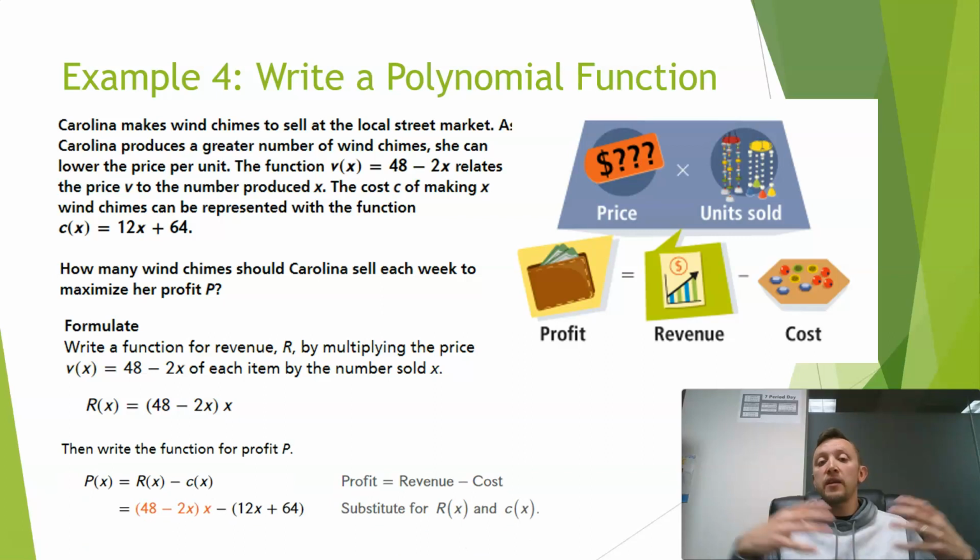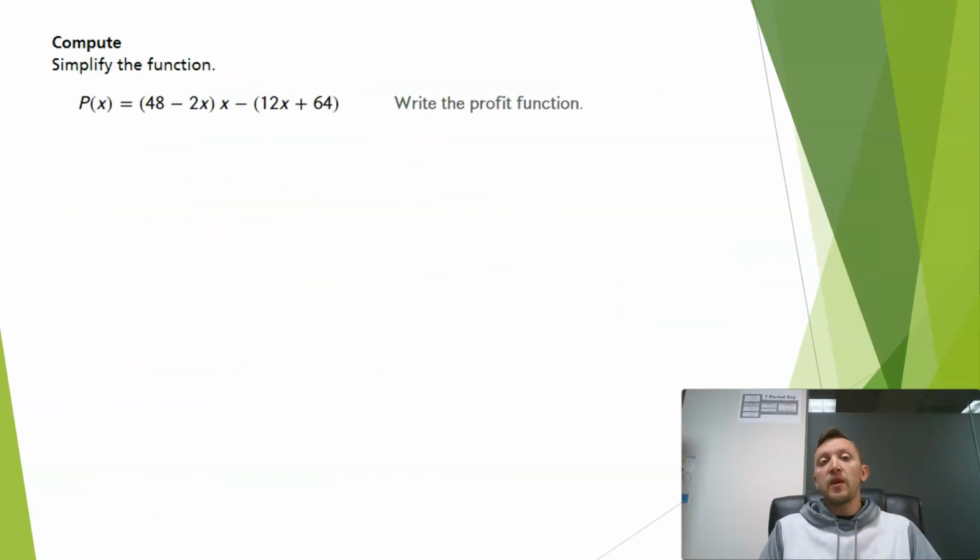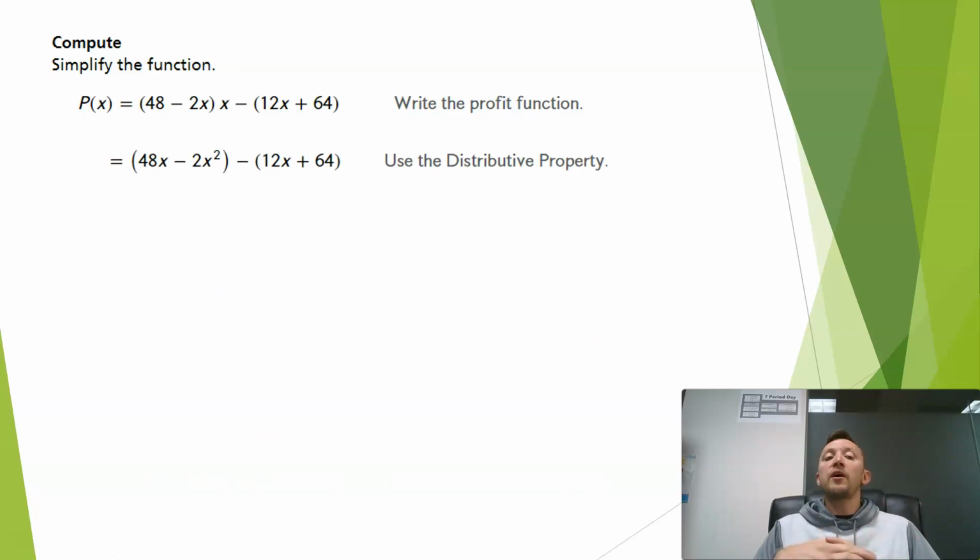So we would take and combine those. We'd have the 48 minus 2x times x, that would represent the revenue, minus the 12x plus 64, which would represent the cost. So we're going to represent that now with this function. To simplify this, we'd first have to distribute the x through. So we'd have x times 48 minus 2x, so we'd have 48x minus 2x squared. We distribute the x through, and then we have to distribute the negative. So then we'd have minus 12x minus 64. And now we can combine like terms.